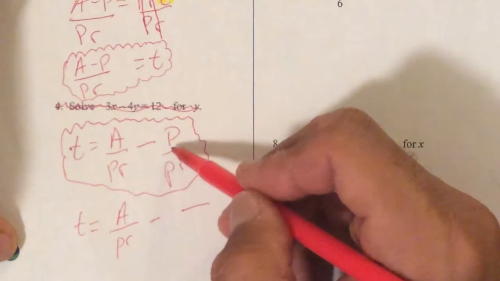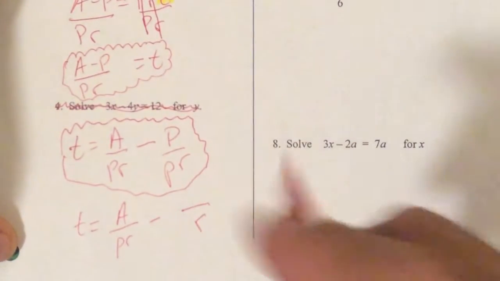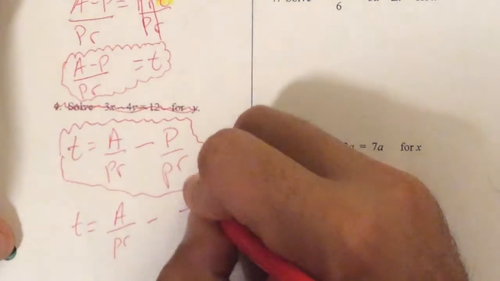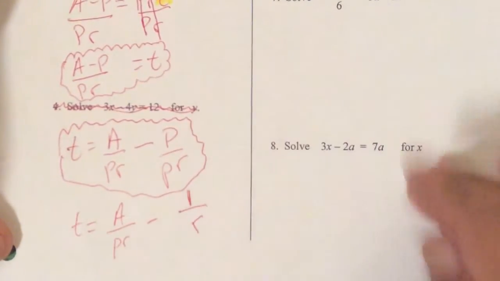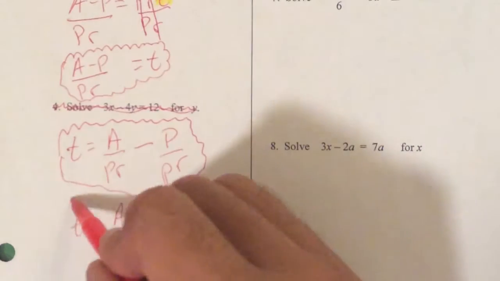These two p's will cancel each other out. So at the bottom of the fraction, I'm going to be left with r. But what about the top? There's nothing there. What do you think is left? Simply a 1. Okay? So if there's nothing there, it's implied to be a 1. So that will be another valid answer.